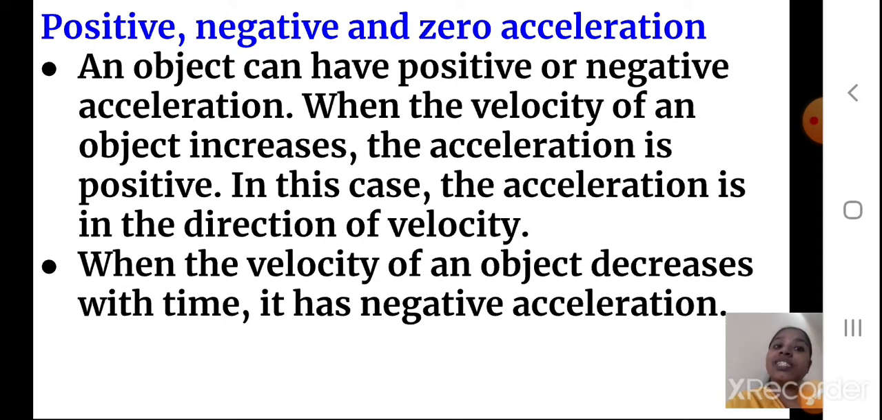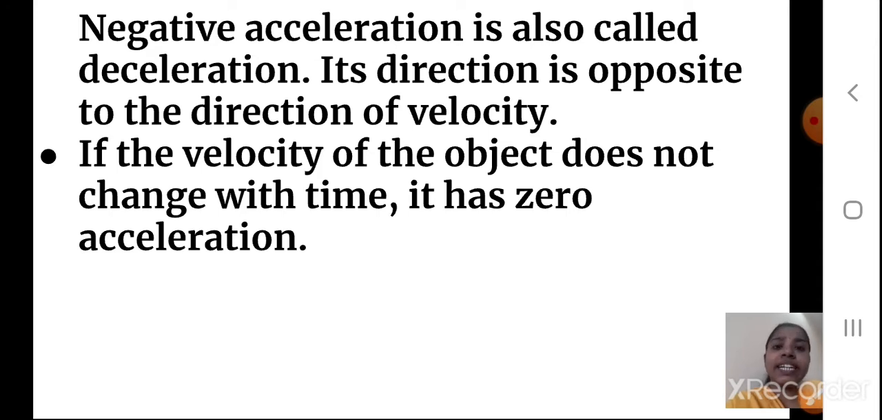Okay, what is negative, students? When the velocity of an object decreases with time, it has negative acceleration. If velocity is decreasing with time, negative. If it is increasing, positive. Negative acceleration is also called deceleration. Important to remember: its direction is opposite to the direction of velocity.